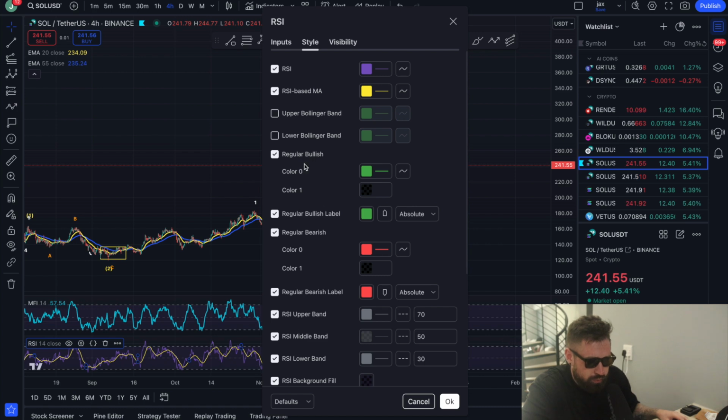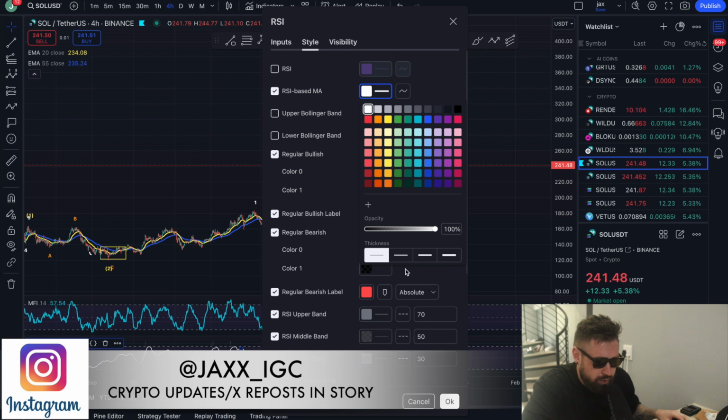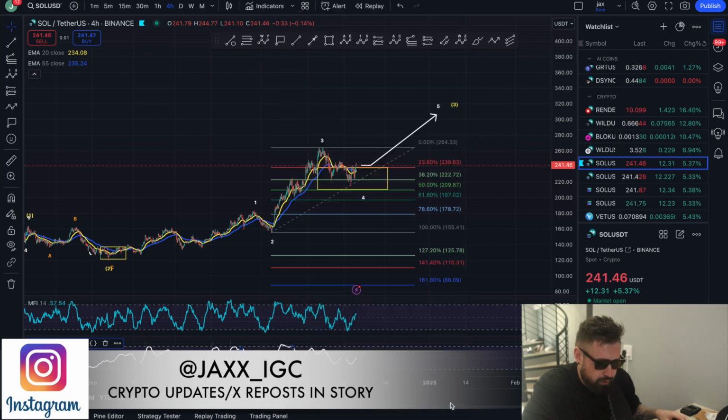Bro, what's going on with my settings? Turn this off. Yeah, why is it yellow? Yellow's gross. Give me white. Make it larger. That's what she said. Is that low-key racist?